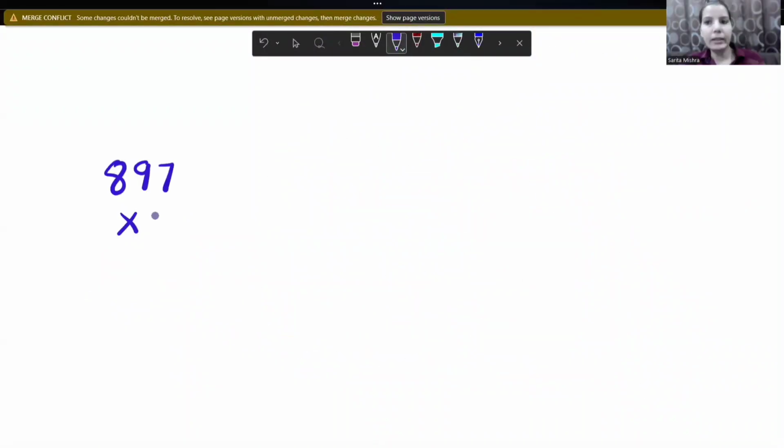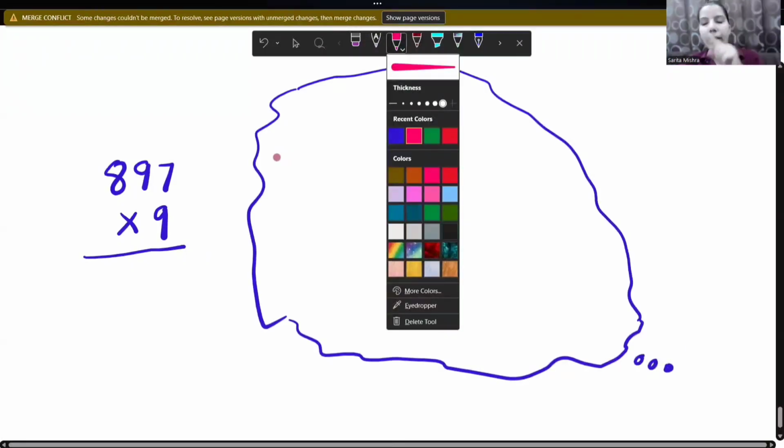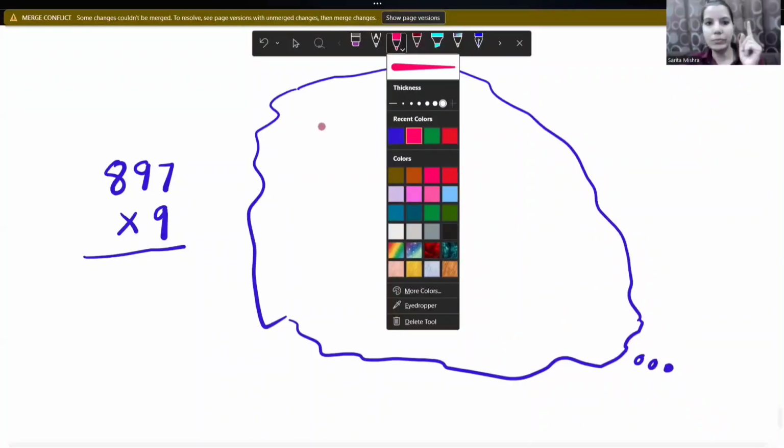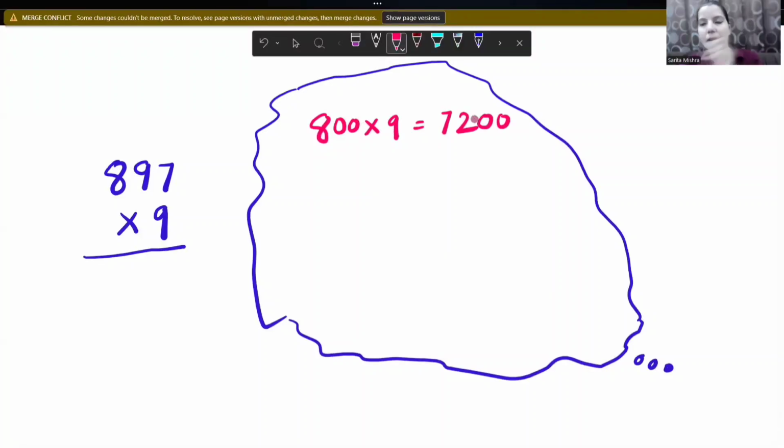Let's take a little bit complicated question, because till now we have done with the smaller numbers. So let's take the bigger number now. Okay. So here we have 897 times 9. Now you already know what we are going to do here. 800 times 9. 8 times 9 you know, that is 72, and just give 2 extra zeros, so that is 7,200. Now you just do 90 times 9, that is 810. So in your mind, just do one thing, 7,200 plus 800.